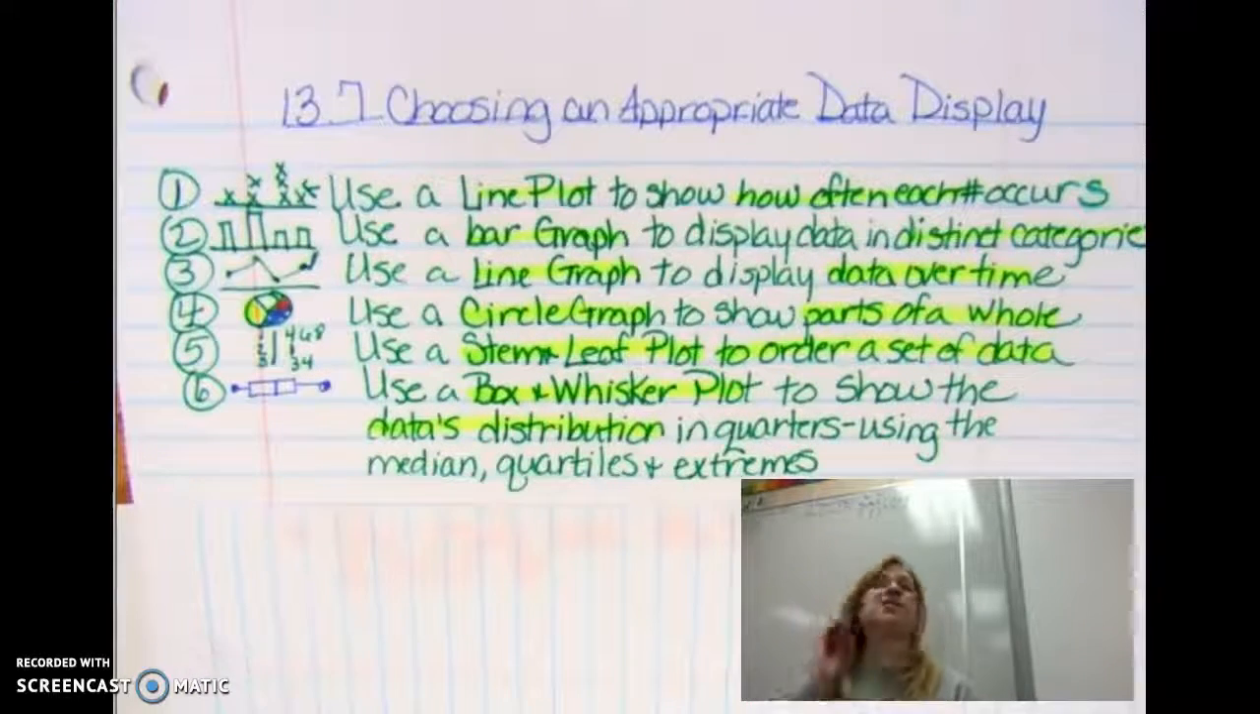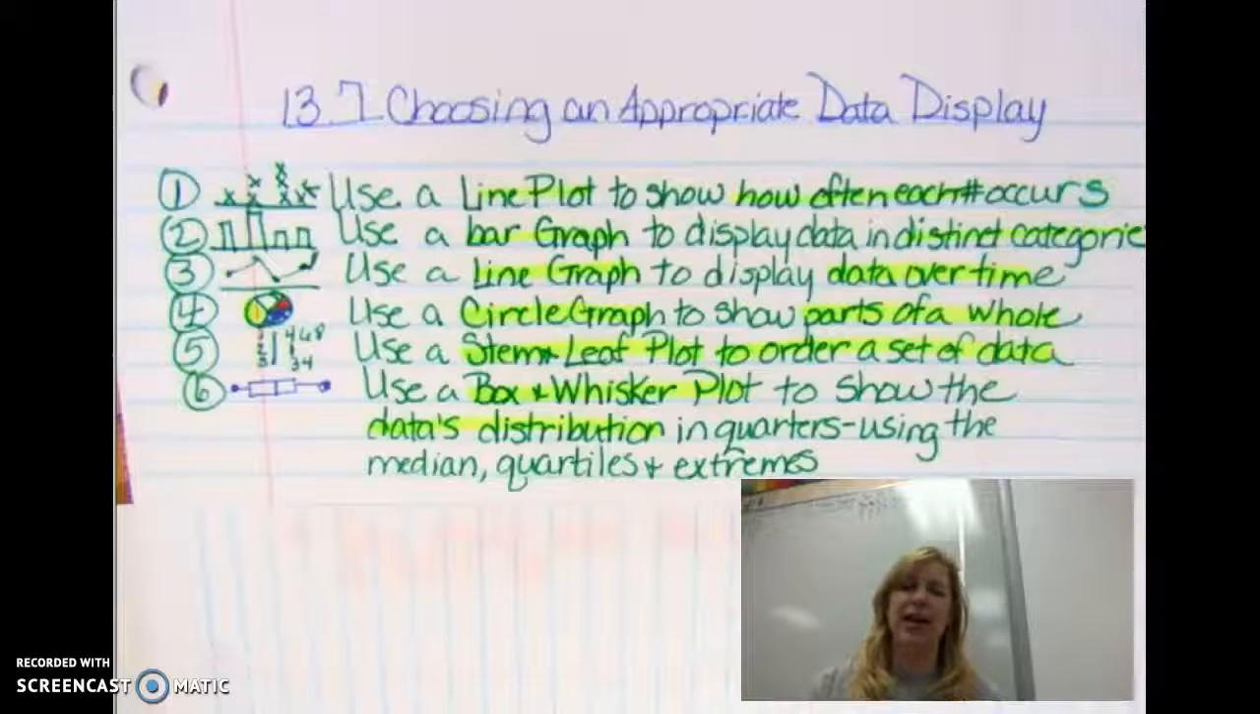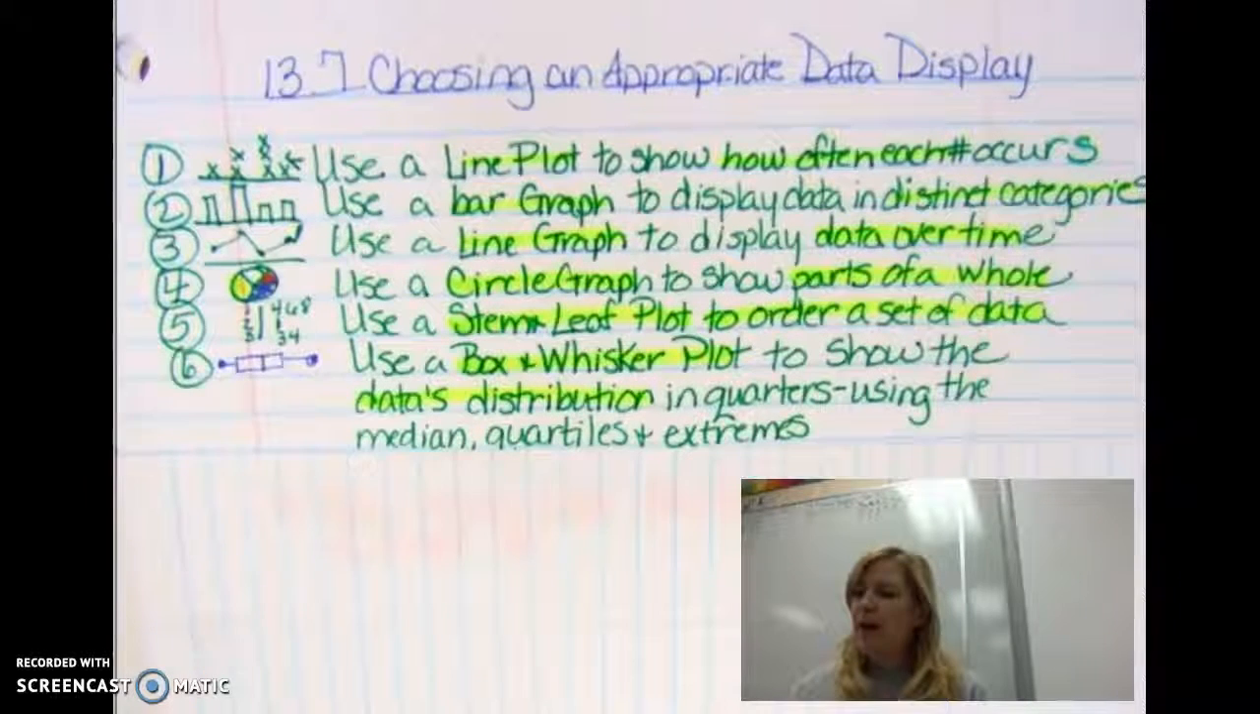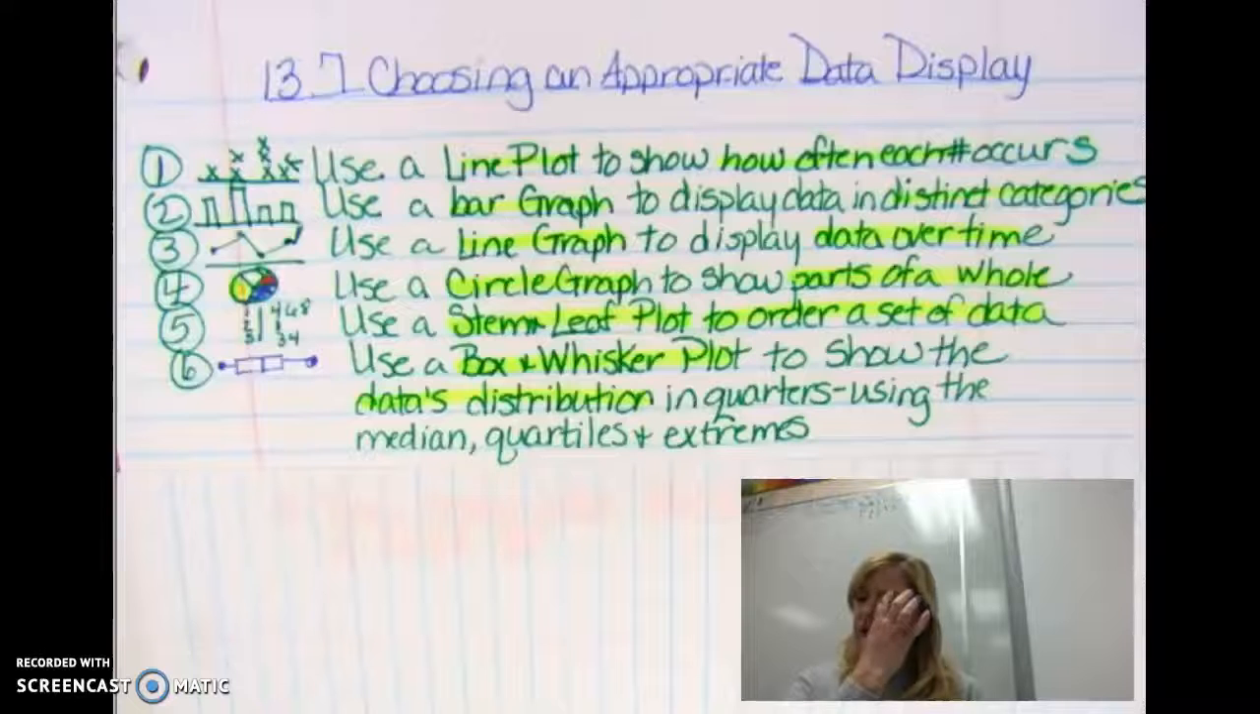Hi everyone, last but certainly not least in our book, we are going to be doing a lesson today. It should be a pretty quick one so we can start getting ready for some other things coming up. But we are going to be talking about choosing an appropriate data display.